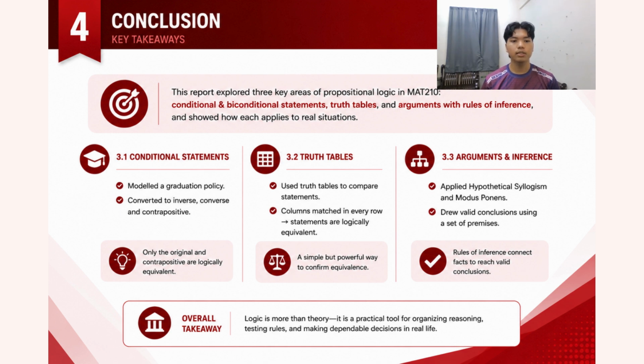Next, we used truth tables to compare logical statements. By checking every possible combination of truth values, we verified logical equivalence and demonstrated De Morgan's law. Finally, we applied rules of inference such as hypothetical syllogism and modus ponens to derive valid conclusions from a set of premises. This showed how logic helped us move systematically from facts to conclusions.